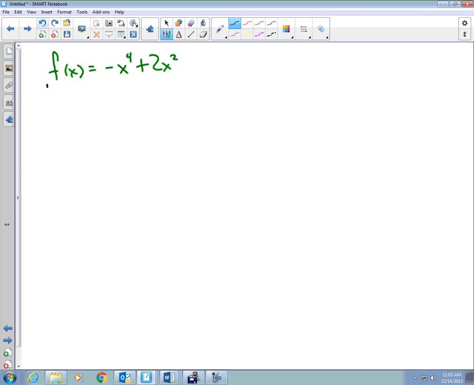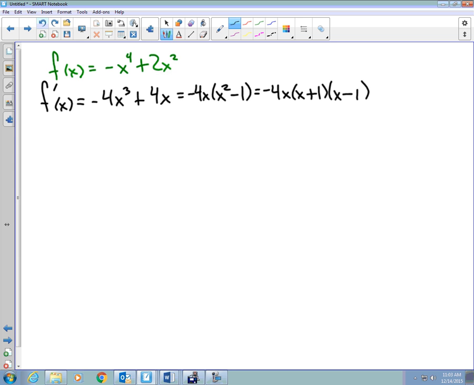First derivative, f prime of x is... I'll factor and set it equal to 0. What can I factor out? I get a 4x, and I get an x squared minus 1, or negative 4x times x plus 1 times x minus 1.